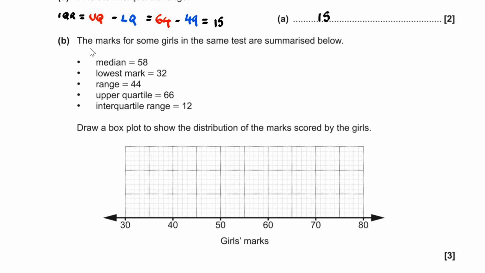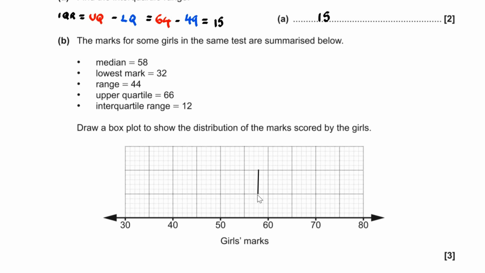Now for part B, the marks for some girls in the same test are summarised below. We've got the median being 58, the lowest mark being 32, the range being 44, the upper quartile being 66 and the interquartile range being 12, and we have to draw a box plot to show the distribution of the marks scored by the girls. Well, first of all, let's add on the median. So for the median we've got 58, so 58 goes over here.